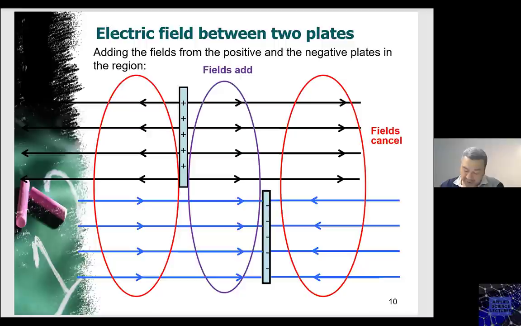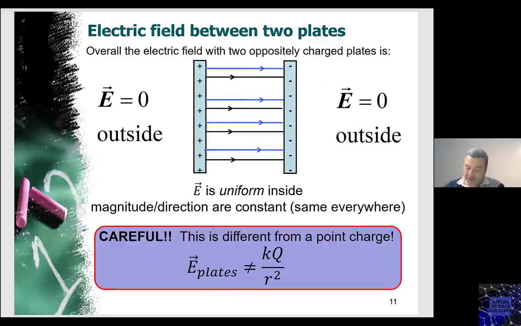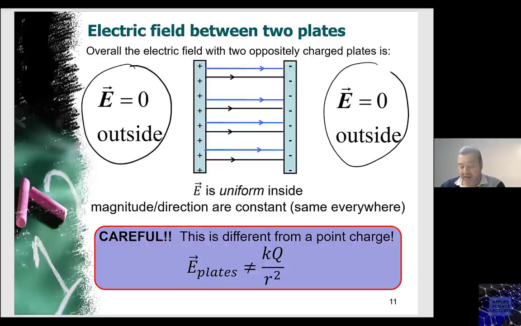Then when I put them facing each other, here we have the same field going in this direction, and here we have the same field going in this direction. So if I put those two plates facing each other, then the electric field ideally will cancel outside the plates and will only be concentrated inside between those two plates. And in this case, I would call this a uniform electric field.